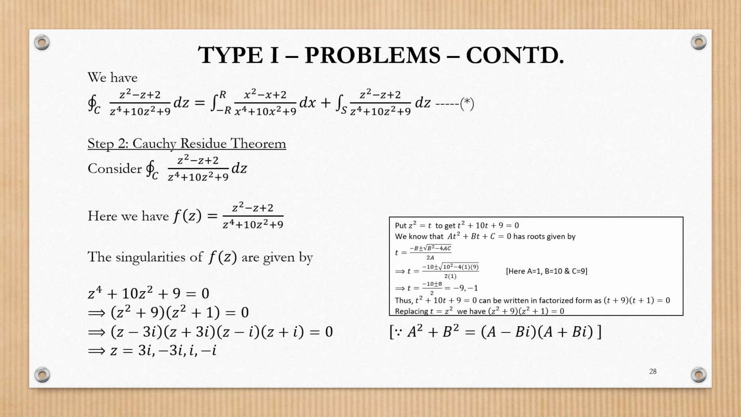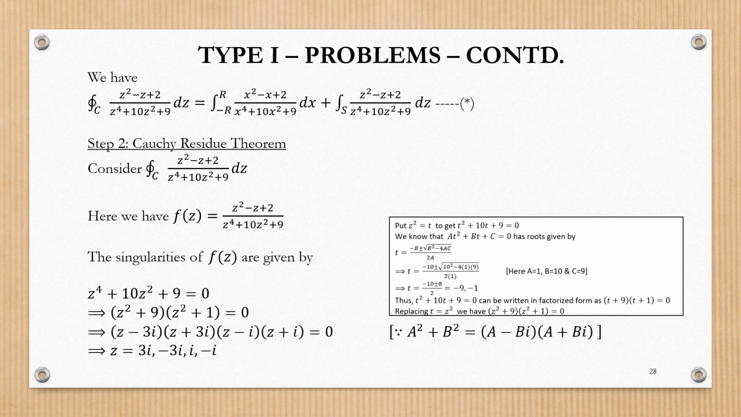Z square plus 9 can be rewritten as z minus 3i into z plus 3i, and z square plus 1 can be rewritten as z minus i into z plus i. So we have that equal to 0. By equating each factor to 0, we get 3i, minus 3i, i and minus i to be the poles. See that all the factors are of degree 1, which means all poles are poles of order 1.